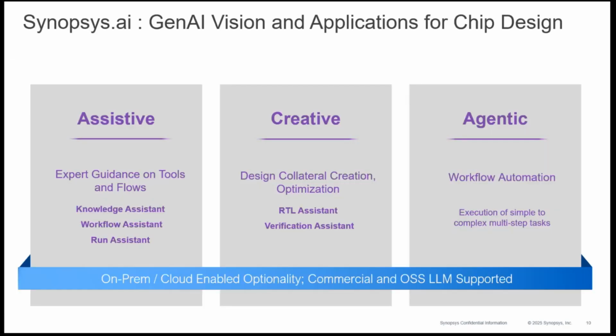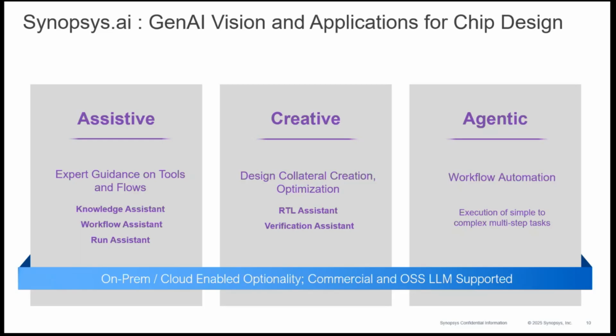So far, I was able to show you how AI was applied in the verification tool, which is VSO.ai. Now, zooming out a little, Gen AI can also be applied in the entire chip design process. And the applications we see are 3 types: assistive, creative, and agentic. Assistive is where Gen AI acts as an expert guidance on the tools and workflows. The tools that we have are knowledge assistant, workflow assistant, and run assistant.